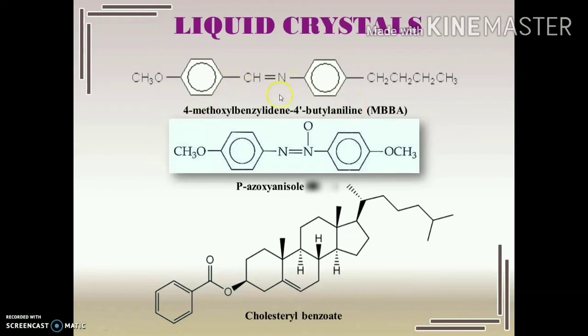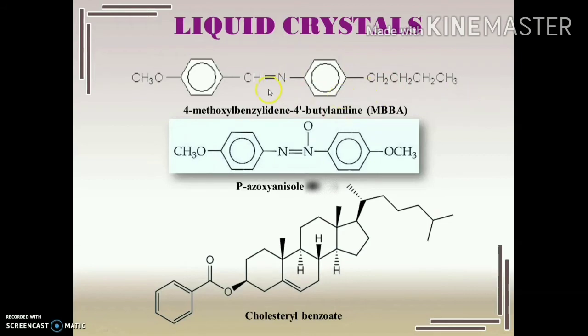You draw two benzene rings. One end of the benzene rings carries the methoxy group. So it is 4-methoxy, so an OCH3 group is there. Benzylidene, so since benzylidene is there, there are 2 benzene rings, and CH double bond nitrogen is there. And butyl aniline: since it is butyl, we attach 4 carbon atoms. Aniline, of course, nitrogen is there.